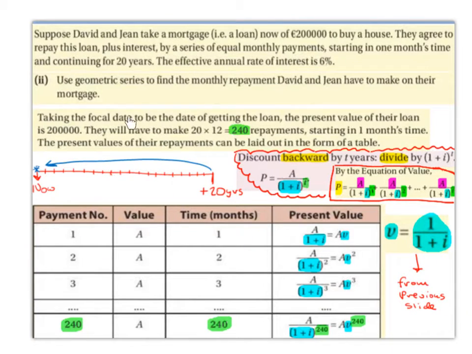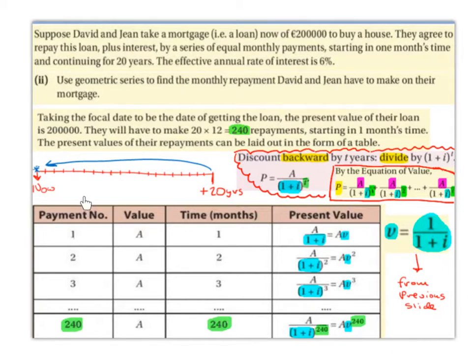So taking the focal date to be the date of getting the loan, the present value of their loan is 200,000. They will have to make 20 times 12, which is 240 repayments, starting in 1 month's time. The present values of their repayments can be laid out in the form of a table.